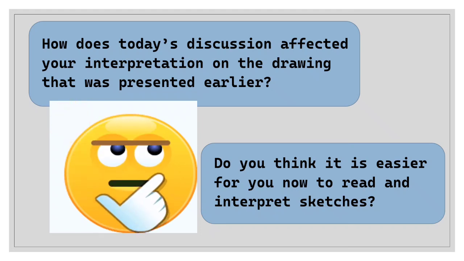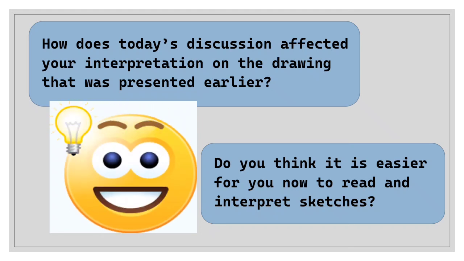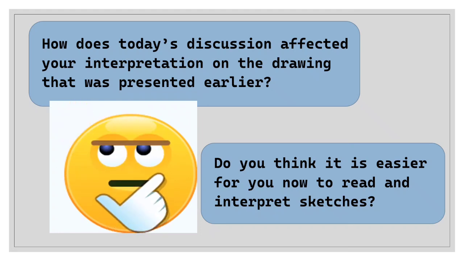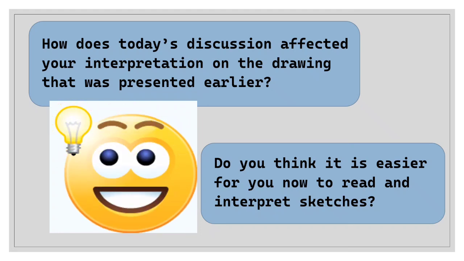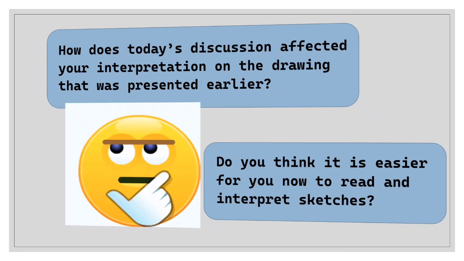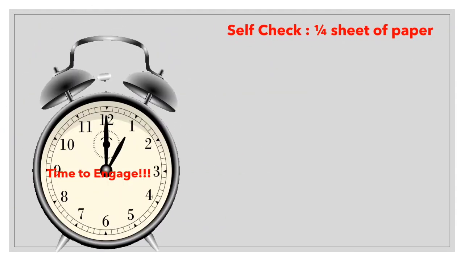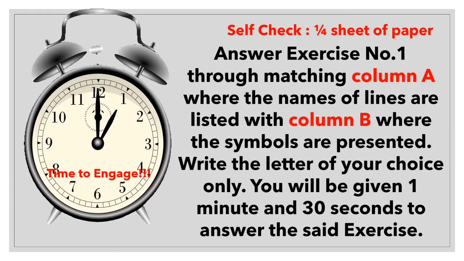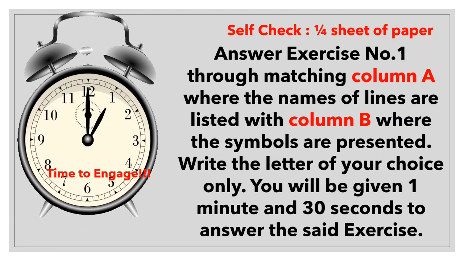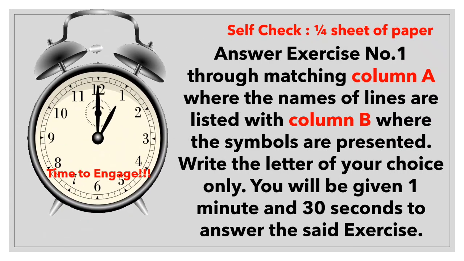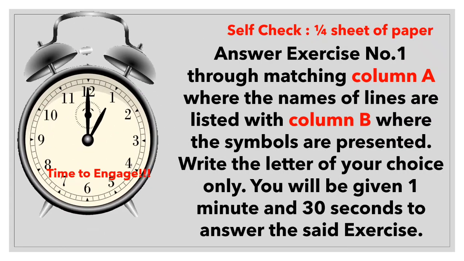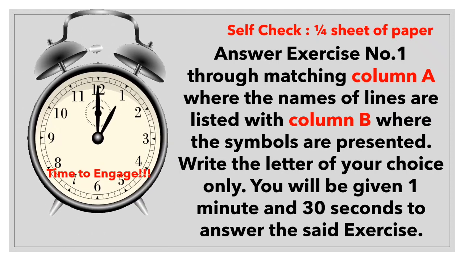How does today's discussion affect your interpretation of the drawing that was presented earlier? Do you think it is easier for you now to read and interpret sketches? It is time now for our self-check. Prepare 1/4 sheet of paper and answer exercise number 1. Match column A where the names of lines are listed with column B where the symbols are presented. Write the letter of your choice only. You will be given 1 minute and 30 seconds to answer the said exercise.